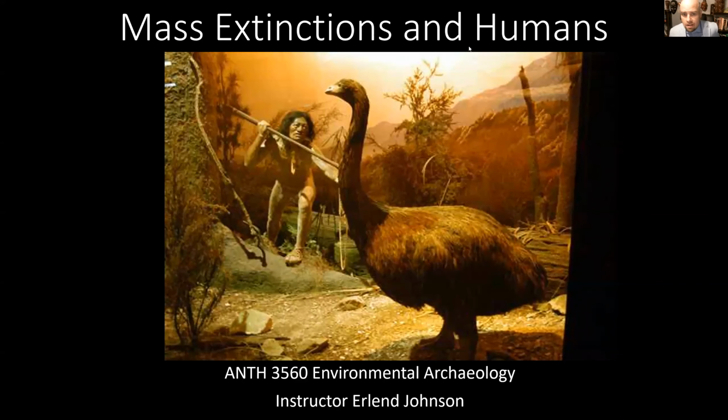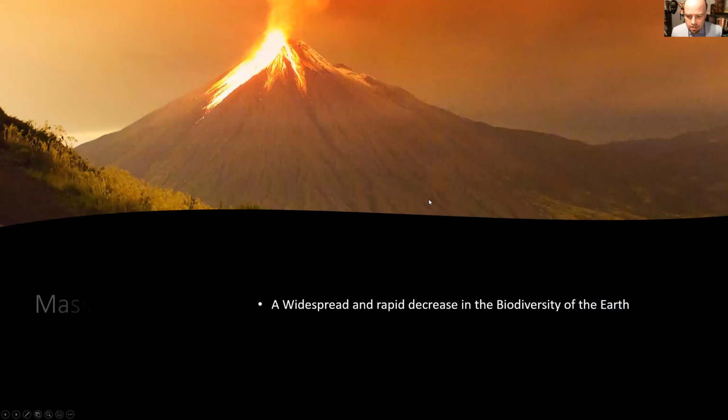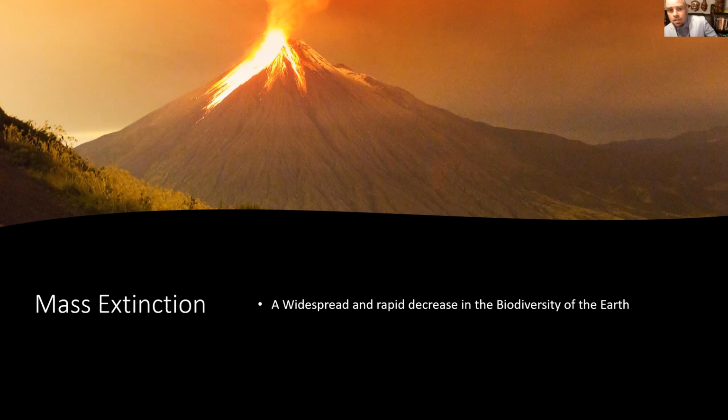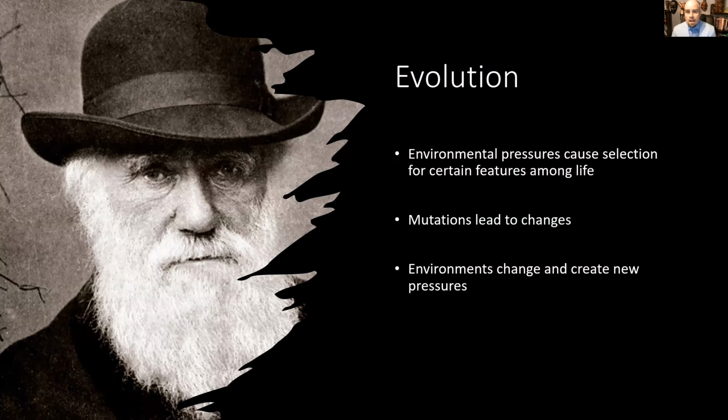Okay, hello everybody. For this second lecture for a class, we're going to be talking about mass extinctions and their relationship to humans. So, when I talk about a mass extinction, we're talking about a widespread and rapid decrease in the biodiversity of the Earth. Of course, geological history is full of mass extinctions, and those extinctions are related to processes of evolution.